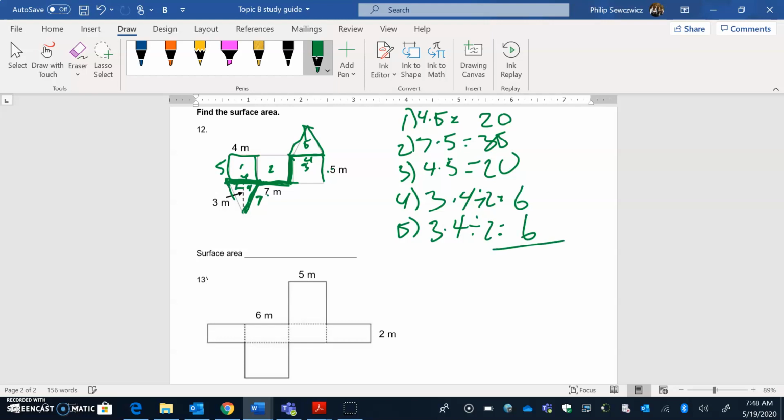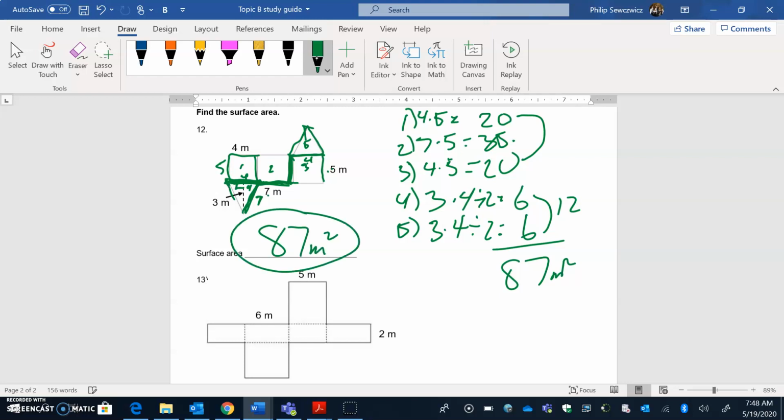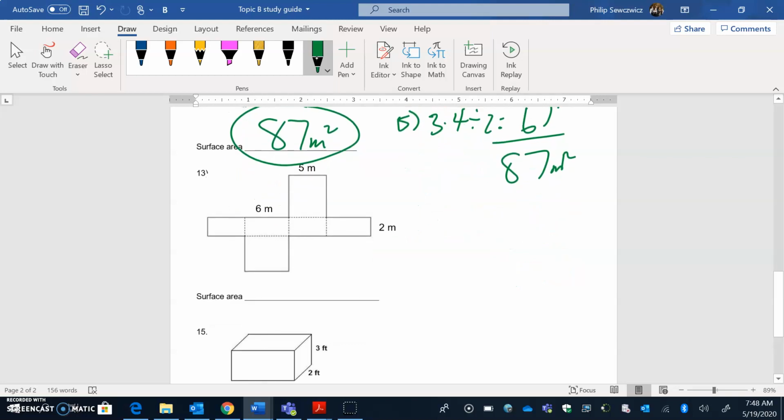So we're going to add them all up. I got a 20 and a 20 that make a 40. A 40 and a 35 make a 75. A 75 and a 12, 85, 86, 87. And there's your 87 and then meters squared. Put it on the answer blank there. Again, use your friendly calculator. That's fine. All right, next one here.